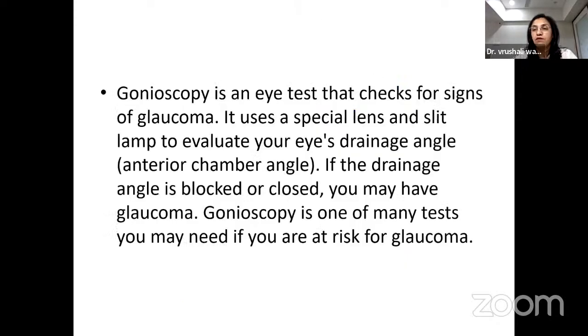Then coming to the next stage, after the intraocular pressure, we do gonioscopy. Gonioscopy is a test to differentiate the type of glaucoma before dilating the patient and before the disc evaluation. This is done with the help of special lenses, that is, 2-mirror, 3-mirror, or 4-mirror gonioscope lenses, which are available to see the angle structures. This is the drainage system from where the aqueous humor drains into the scleral veins. So this is the second stage to come to the diagnosis of glaucoma.